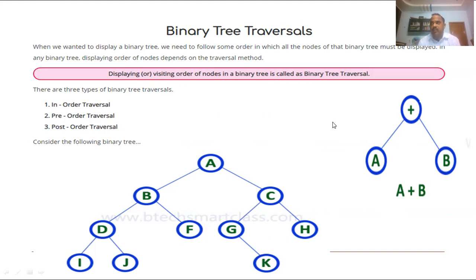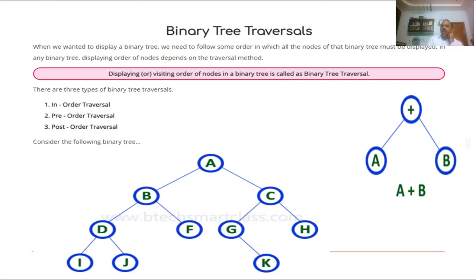Then what is a postfix expression or post-order traversal? In post-order traversal, operands come before operators. First operands, next operators. First process the left subtree and display A, then process the right subtree and display B, then finally process the root node, that is plus, and display plus. Here it is A B plus. Clear? That is post-order traversal.